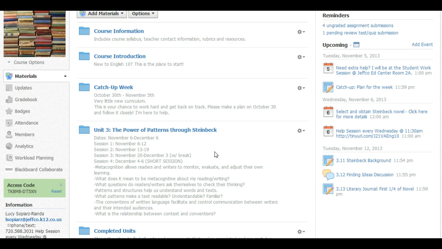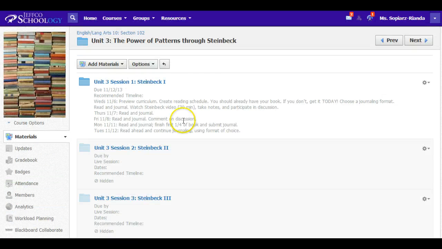So last week we had catch-up week, and good job to those of you that took advantage of catch-up week and submitted in those late assignments to get you up to passing and or better. And so what we're doing this week is click on Unit 3, The Power of Patterns through Steinbeck. You can see here is your schedule for the week.